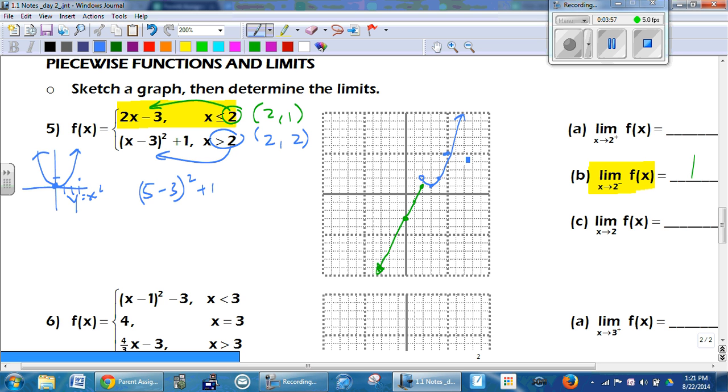And now we can look at our limit from the left side. I'm sorry, from the right side. Right of 2. So as we look at this limit, as we get closer and closer to the x value of 2, the y value is getting closer and closer to 2. Since these one-sided limits are not the same, that means our overall limit does not exist.